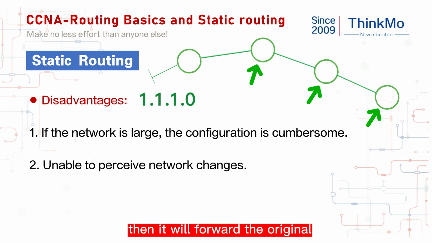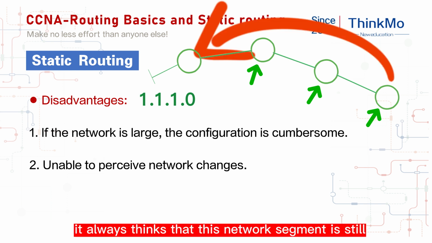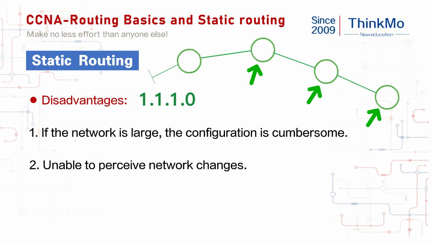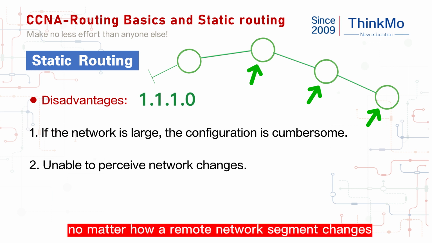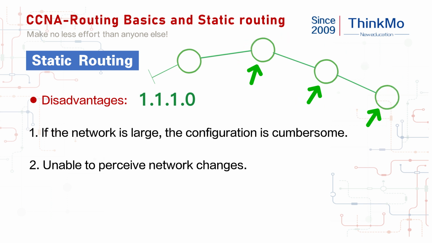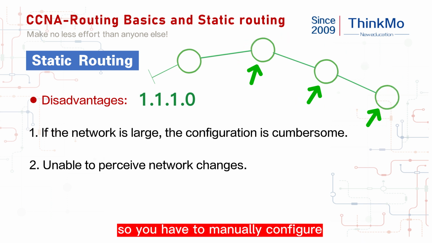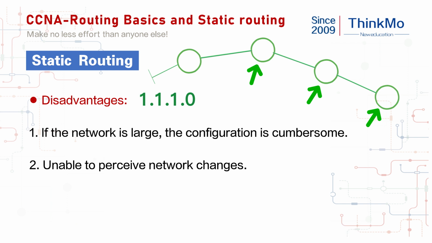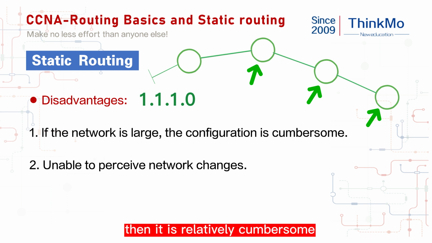Then it will forward the original. That is, as long as you don't cancel, it always thinks that this network segment is still there. Then it means, no matter how a remote network segment changes, the equipment here can't sense it at all. So you have to configure manually. All information can only be maintained manually by the network administrator. Then it is relatively cumbersome.